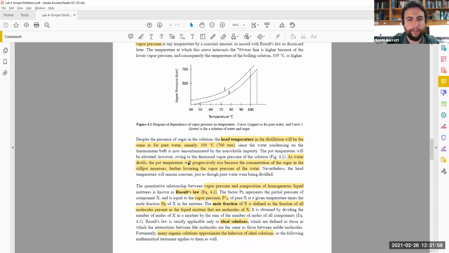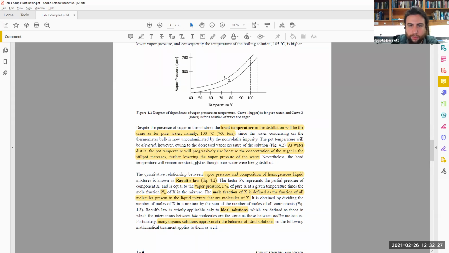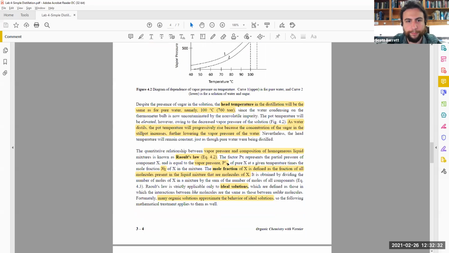As the water distills, the pot temperature will progressively rise because the concentration of sugar in the still pot increases, further lowering the vapor pressure of the water. So the sugar is increasing and then the water is decreasing. So since the concentration of the sugar is increasing, the boiling point required in the pot that holds this combination is going to increase and require more heat to get out more of your pure water from this system. However, the head temperature still remains constant because pure water is the substance that is being distilled off here.